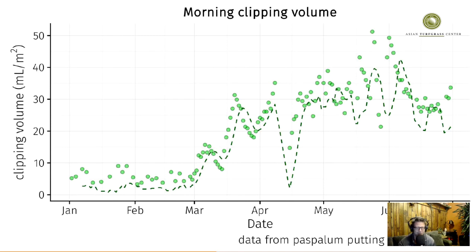It takes about 30 seconds per green. If you've got a walking mower, I think it takes about 90 seconds per green if you have a triplex mower.